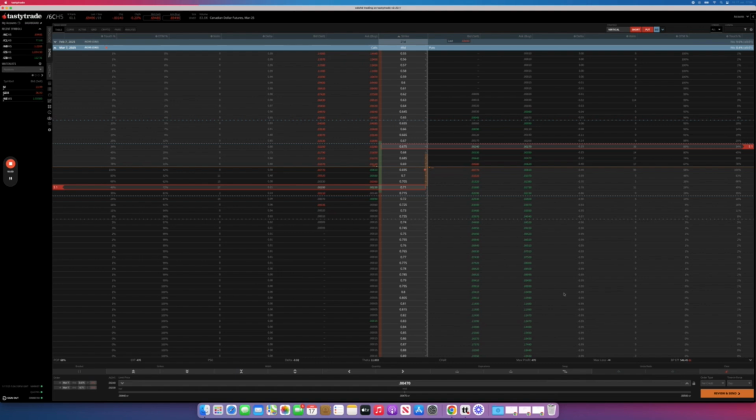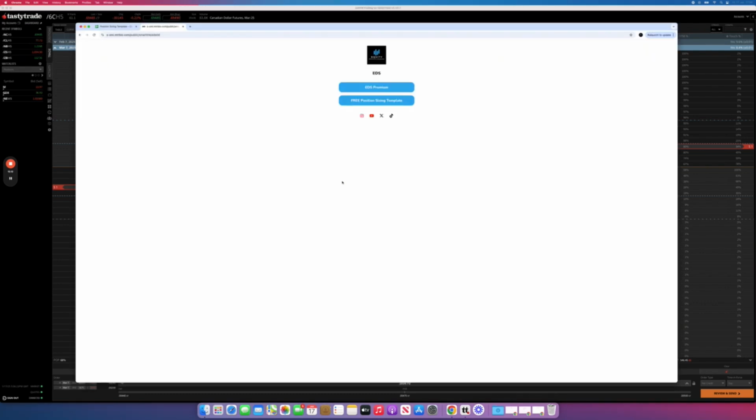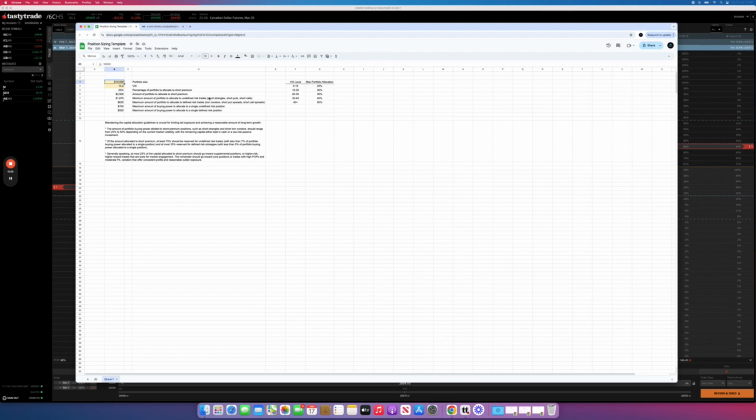Okay, now how do you know how much buying power you should be allocating to your positions? Depending on what size account you have, how much of your account should you be using, etc. Well, in order to figure that out, we have a free position sizing template that we've created that's available for everyone to get a copy of. The link is in the description. Just click the button and it will take you over to a spreadsheet that looks like this.